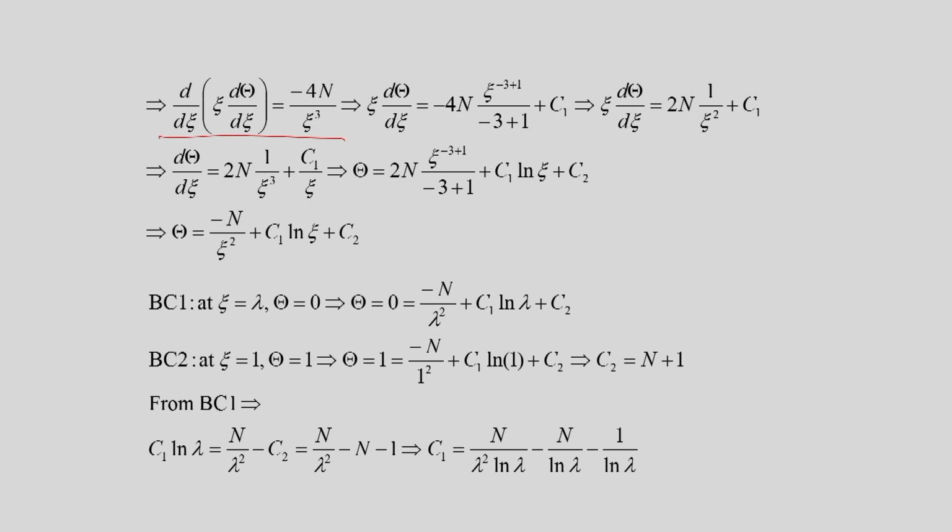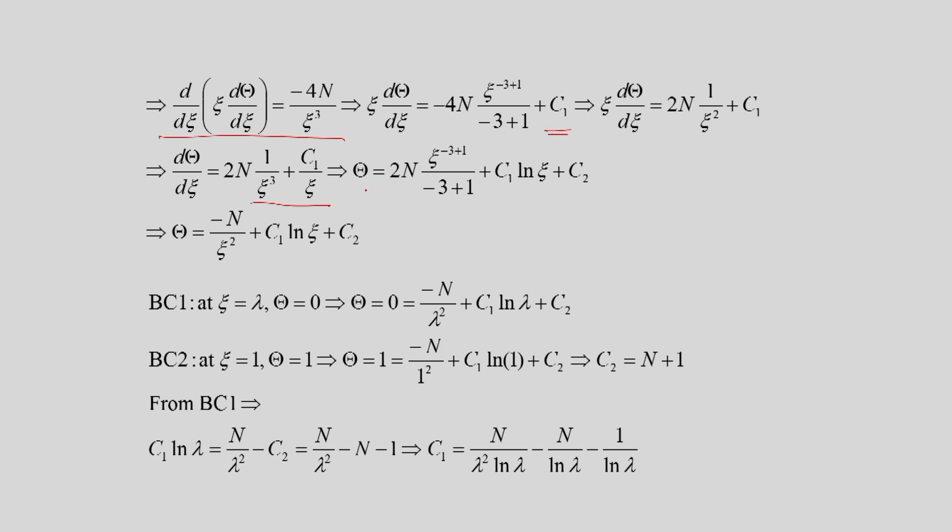So, now this equation if you integrate, you have here minus 4n xi^(-3+1) divided by (-3+1) plus integration constant C1, or xi dθ/dξ. This you can simplify: xi dθ by dξ equals 2n by xi square plus C1. Now, you take this xi to the right hand side. So, you have 2n by xi cube plus C1 by xi.